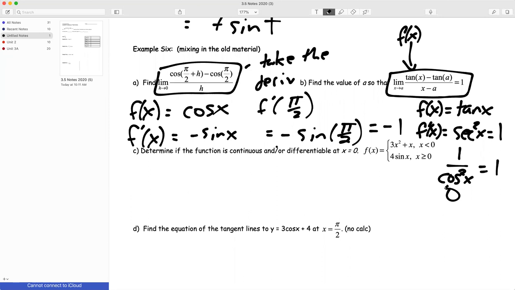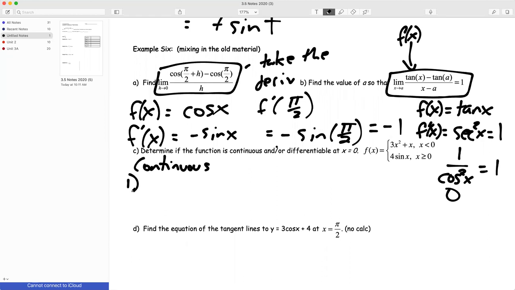Part C says determine if the function is continuous and or differentiable at x equals 0 when f of x is equal to 3x squared plus x for x less than 0 and 4 sine of x for x greater than or equal to 0. So let's check the continuity. Maybe I should use my handy continuity test.